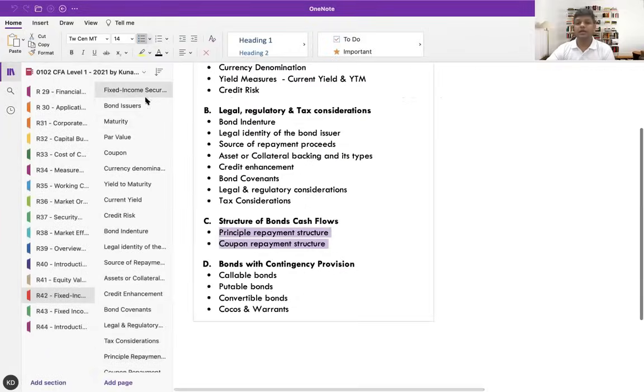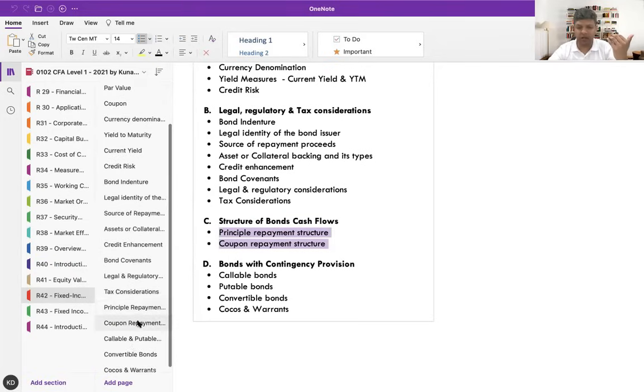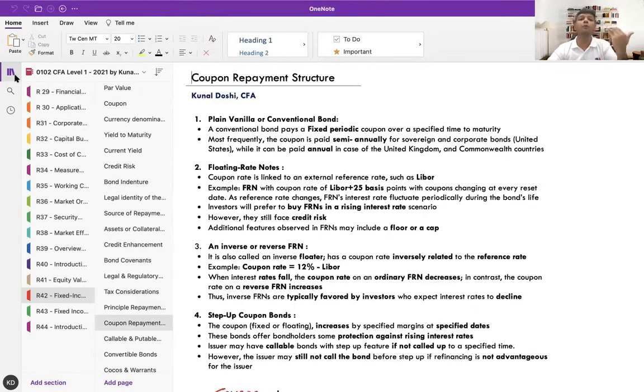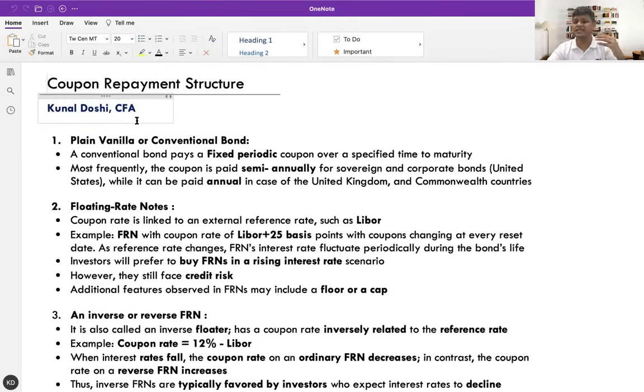That's all about the structure of the bond's cash flow. We understood the principal repayment structure, right? Now let's understand the coupon repayment structure. Well, mostly I've discussed the coupon payment structure. There are two major ways: fixed and floating. In fixed, you'll get the fixed coupon, right? Which can be annual, semi-annual. In floating, it is based on a reference rate called LIBOR. Remember that discussion? Correct?